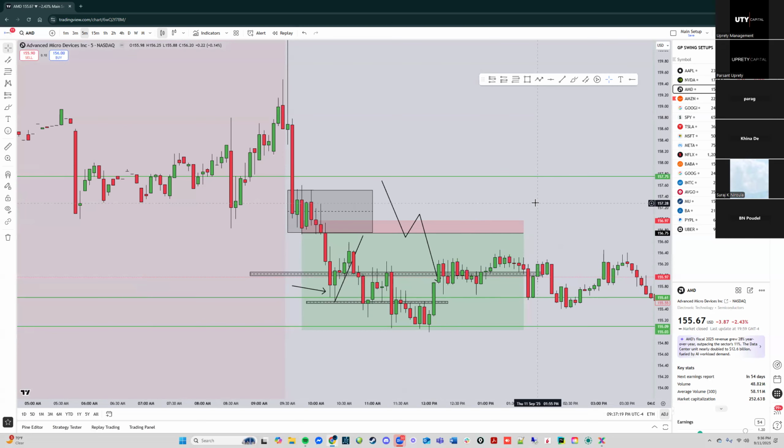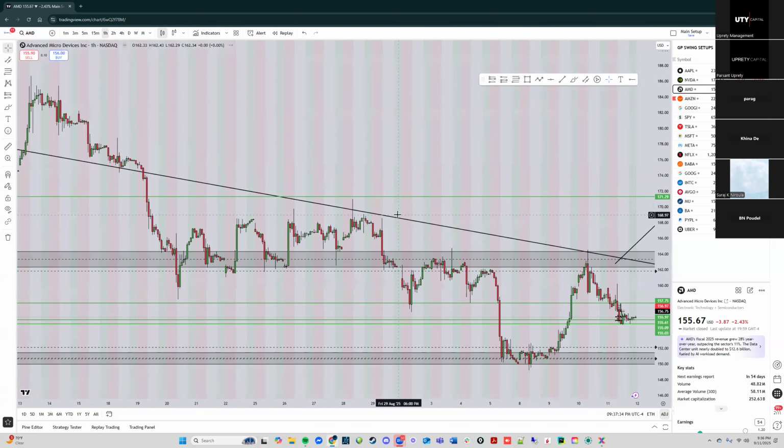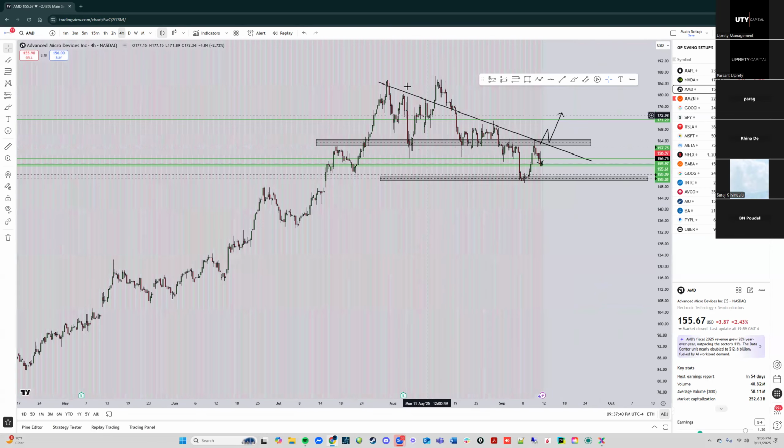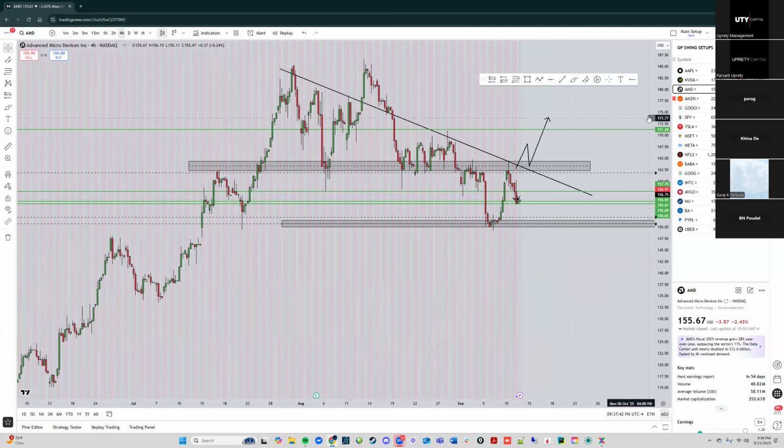Now, truth be told, I ended up getting out. I believe I got out right here, just because I had an appointment, and also I honestly thought it was going to reverse back and go for this again. But looking at the bigger time frames again, what is market structure doing? It's making lower highs and lower lows. When we go to the bigger chart, you guys see.